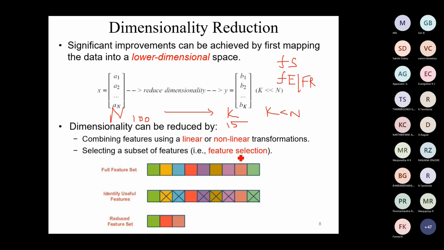So here there are two methods. One is feature selection, another one is combining features, or feature extraction. Combining existing features through a linear or nonlinear transformation is called feature extraction. Examples of this are PCA, principal component analysis, or ICA, independent component analysis.